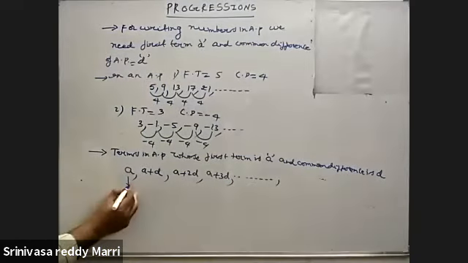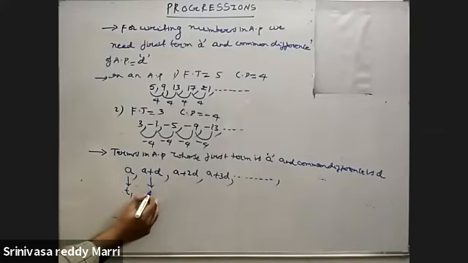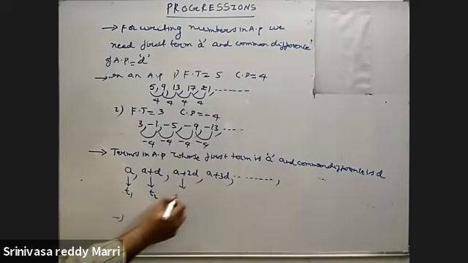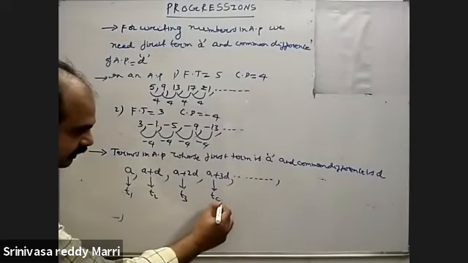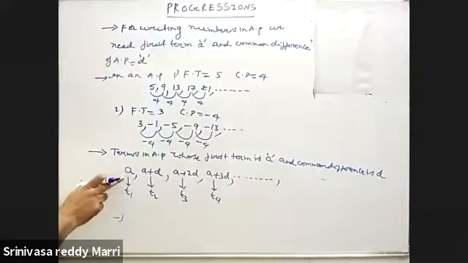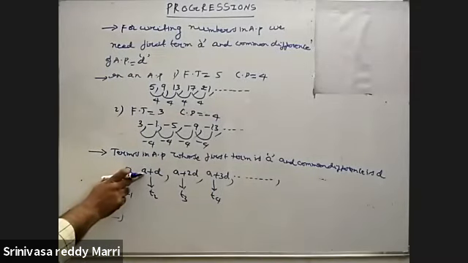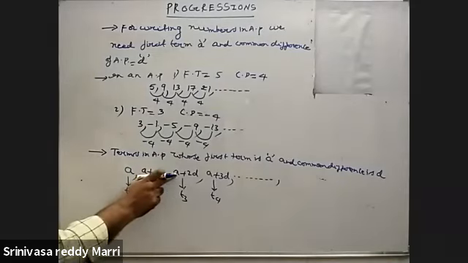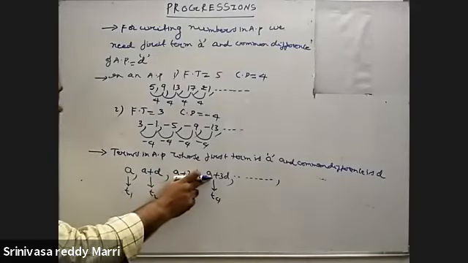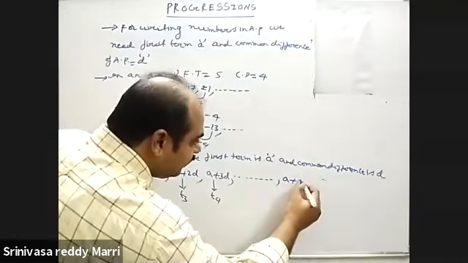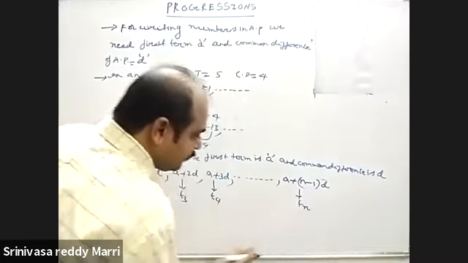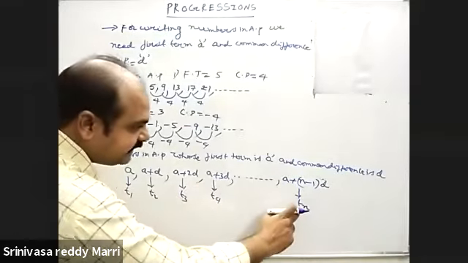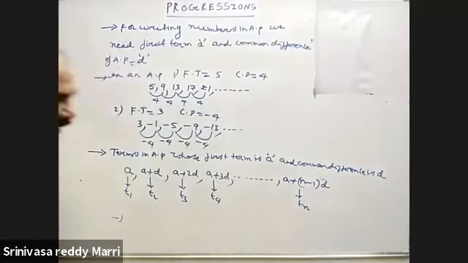This is called term 1, T1. This is called term 2, suffix means term 2. This is called term 3. This is called term 4 and so on. Look at, in the first term A plus 0 into D. In the second term A plus 1 into D. In the third term A plus 2 into D. In the fourth term A plus 3 into D. In the nth term, A plus n minus 1 into D. Look at, fourth term you got A plus 3D. Nth term, what will you get? A plus n minus 1 into D.